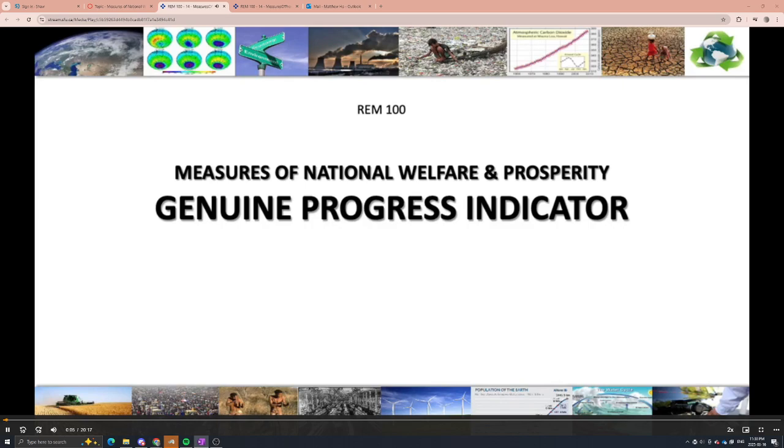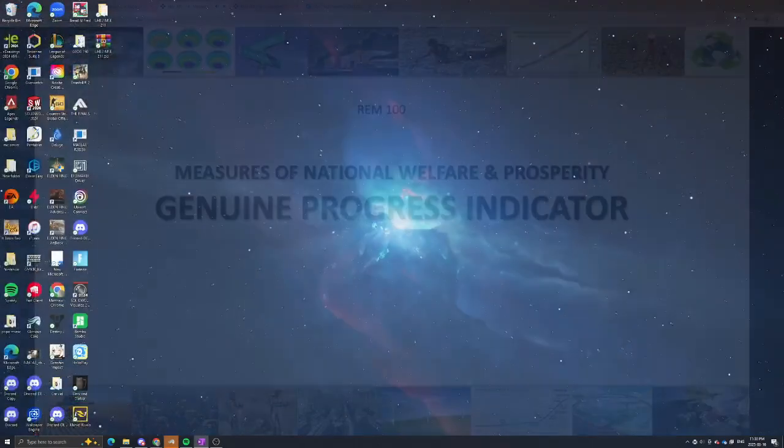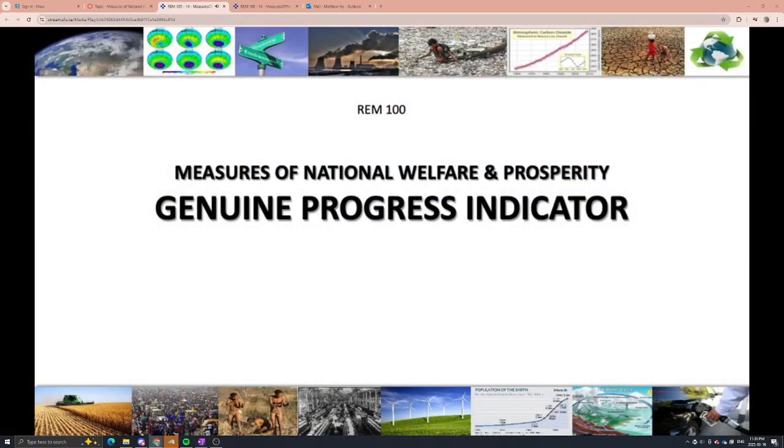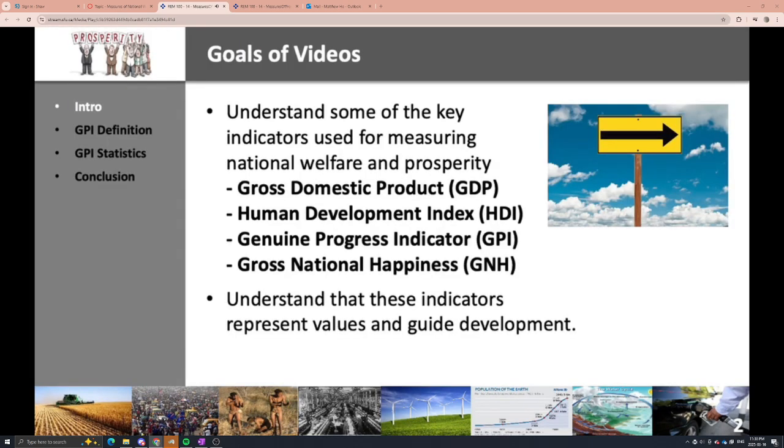In this third lecture on national measures of welfare and prosperity, we're going to discuss the Genuine Progress Indicator, or GPI. In the last lecture, we discussed the Human Development Index, which is used by the United Nations Development Program. The objective of the HDI is to ensure that development decisions are not only focused on economic advances, but also on improvements in human well-being.